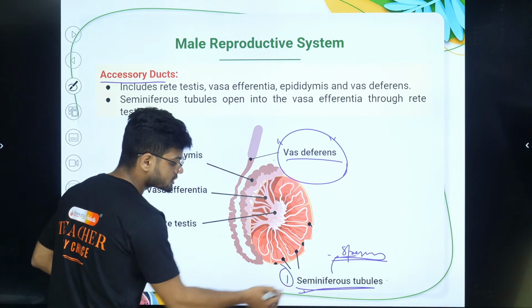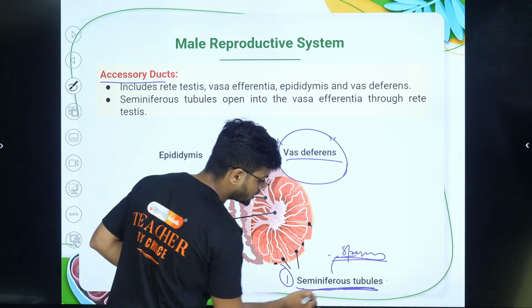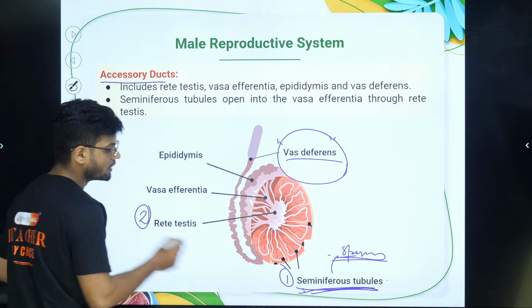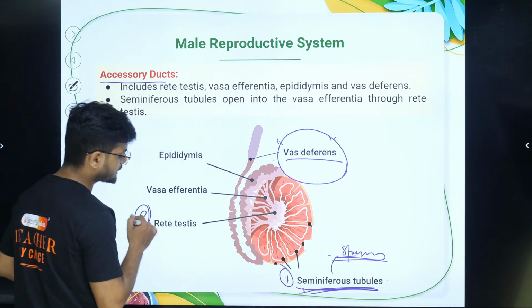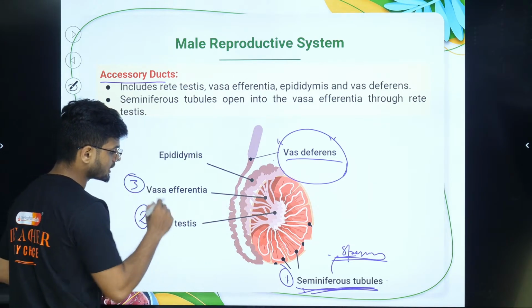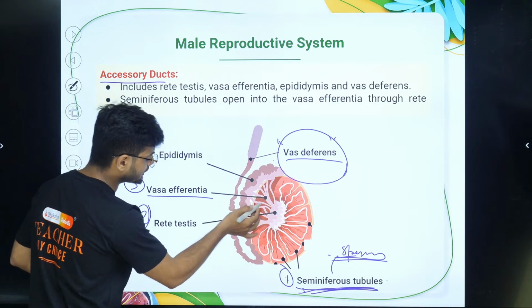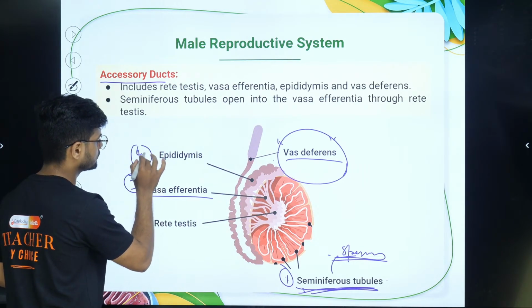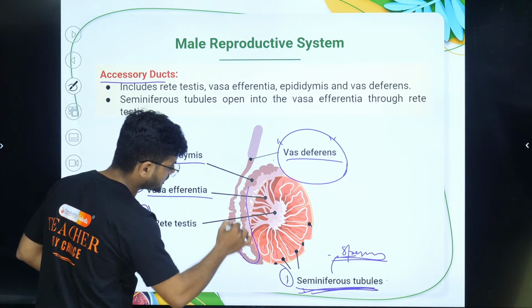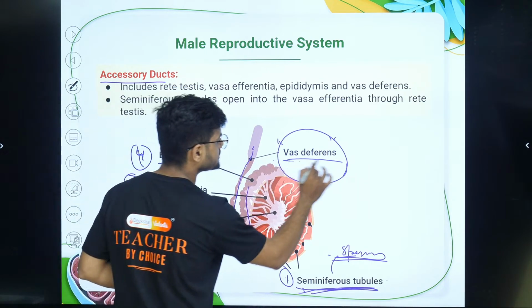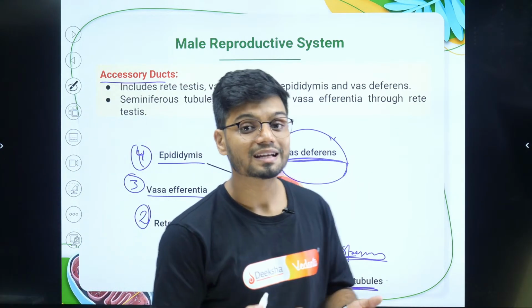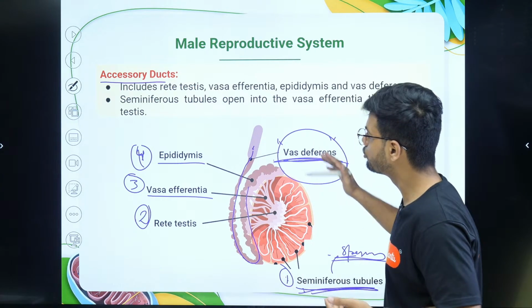Sperm from the seminiferous tubule is transported to where? To the rete testis. From the rete testis it is transferred to the vasa efferentia, and from there to the epididymis. From the epididymis it comes out and is finally transported to the vas deferens. That is the flow of sperm.